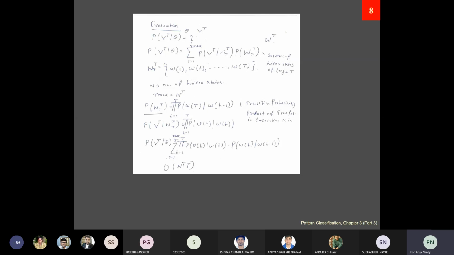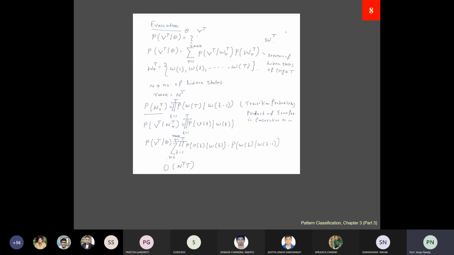Now WrT is equal to W1, W2, and so on, as we have already seen, where N is the number of hidden states. The total number of sequences r max is equal to N to the power T. If you have N hidden states and T-length sequences, then the total r max will be N to the power T. Now these things will be computed. P(WrT) is, as you have already seen, the product for t equal to 1 to T of P(Wt|Wt-1). It is a transition probability, and you have to take the product of transition probabilities in consecutive order.